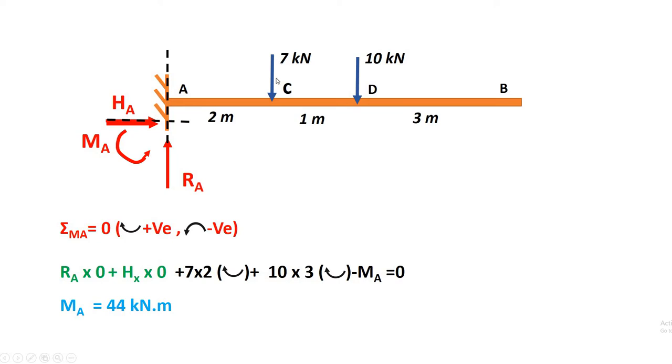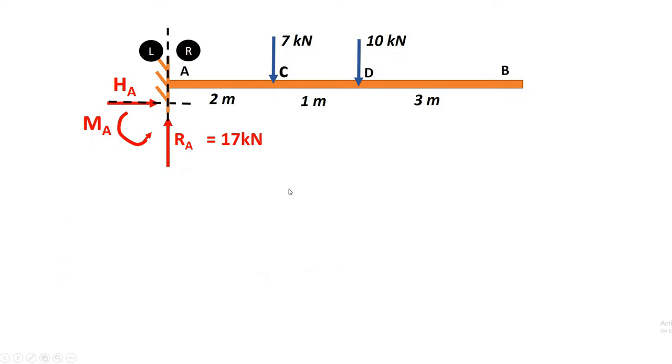What about the 7 kilonewton? 7 into 2 and the nature of moment is clockwise. Again 10 into 3 and the nature of moment is also clockwise. And this is MA, that is itself a moment and acting in anti-clockwise direction, right? So minus MA is equal to 0, right? So from this we determine moment at A. So the moment at A is 44 kilonewton meter, right? So we determined all 3 reactions, right?